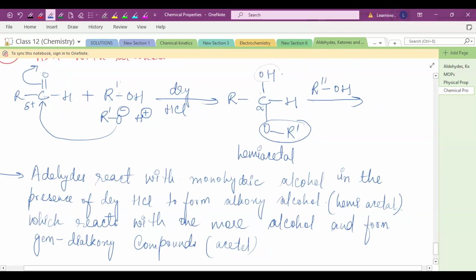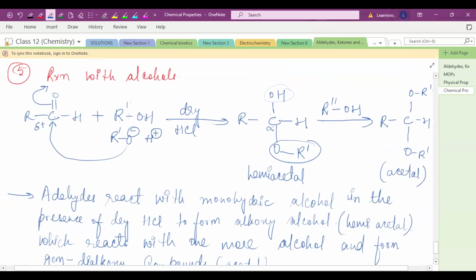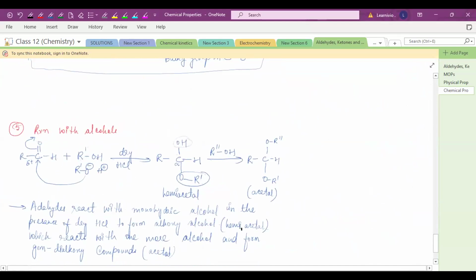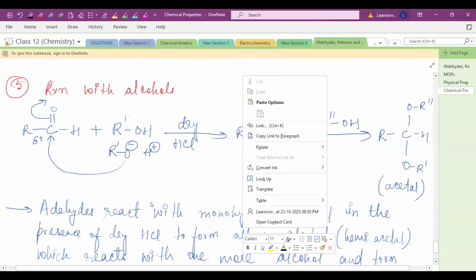Again, the same thing will happen. You have to remove this OH group and just attach RCH, and this will be as it is, OR dash. And here you will write OR dash. So this will form, and what is this? This is your acetal. You can see to the same carbon, the alkoxy group is attached, right? So what is this? Gem dialkoxy compound, which is also known as acetal. Okay, so that is the reaction, and this is an important reaction. Reaction of carbonyl compound with the alcohol.